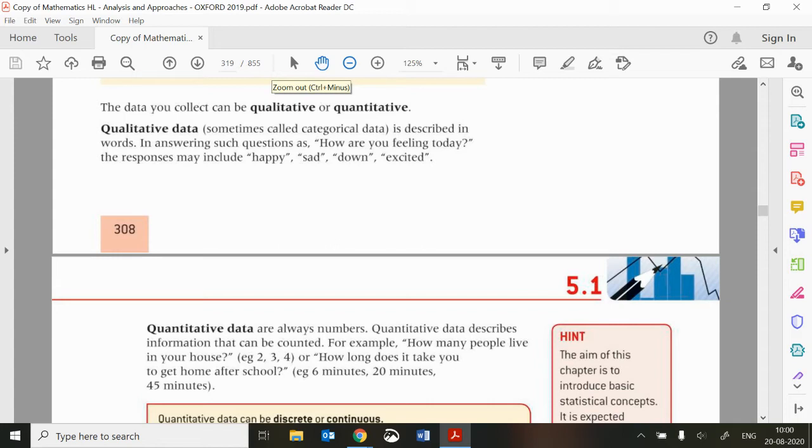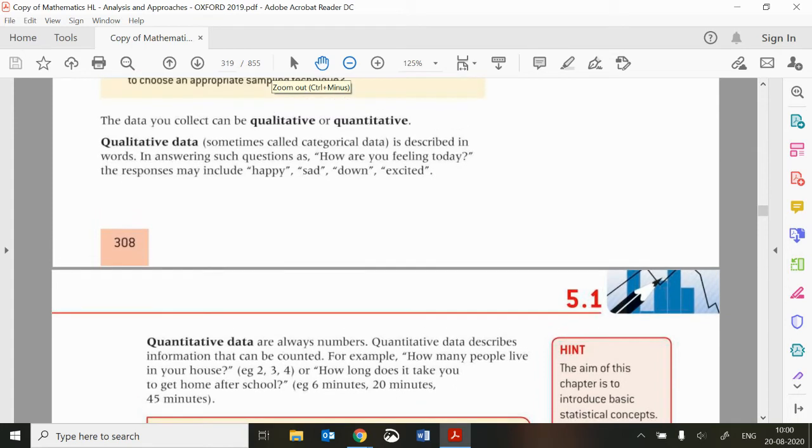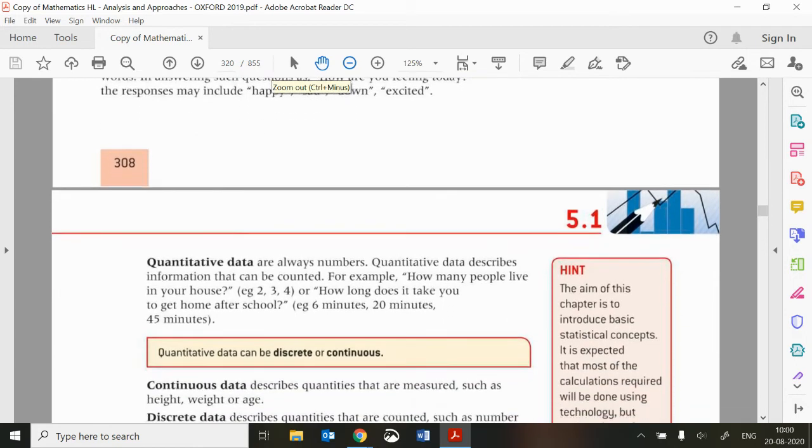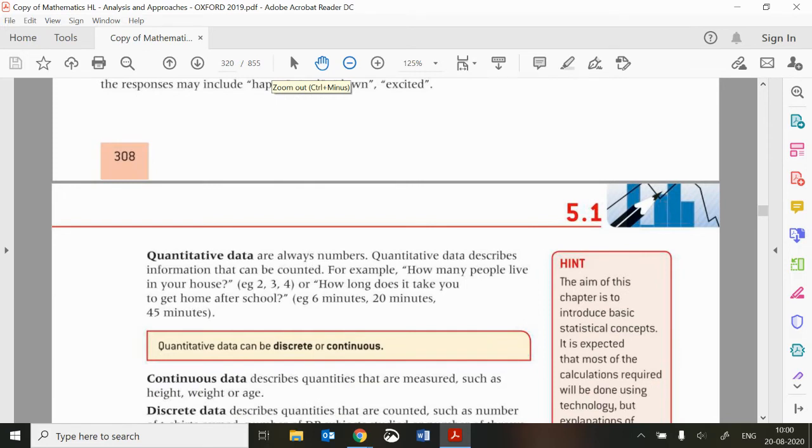So, it might be: what's the color of your jumper? It might be: how are you feeling today? That's what it's saying there. Happy, sad. And that's different to quantitative data, which is essentially numbers. And of course, it's the quantitative data which we care about most in statistics. We're interested in how we can analyze data, the numerical data, that is. Okay, so they're coming up with some questions there which lead to numerical answers.